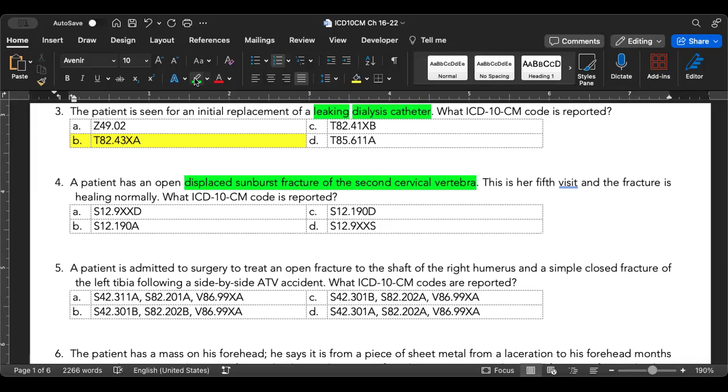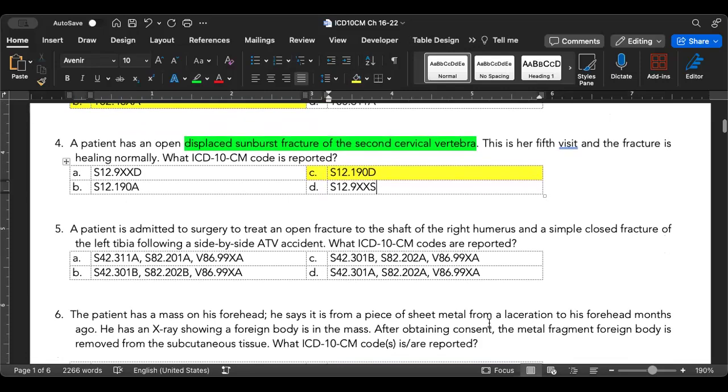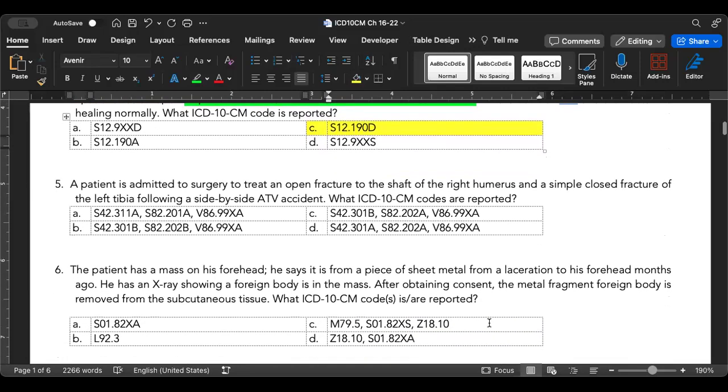What is our seventh character for this situation? Yep, letter D for subsequent encounter for fracture with routine healing. So it's S12.190D. Any questions on that one? Okay. Go on to number 5.